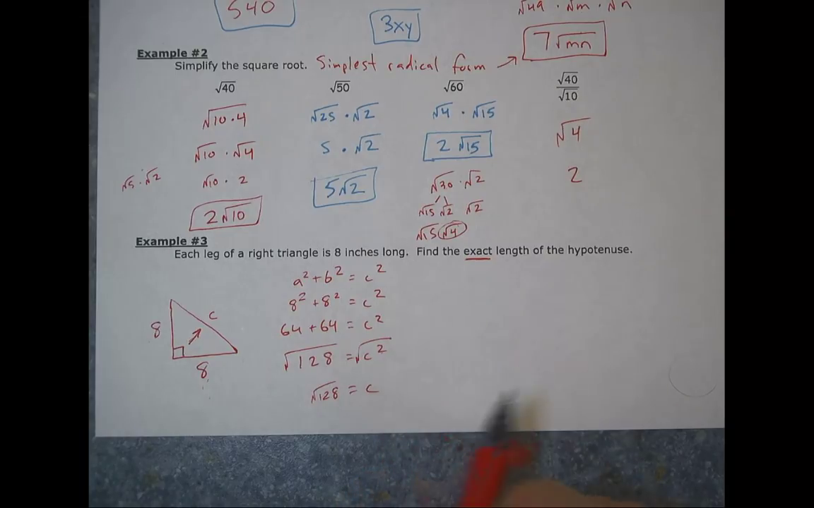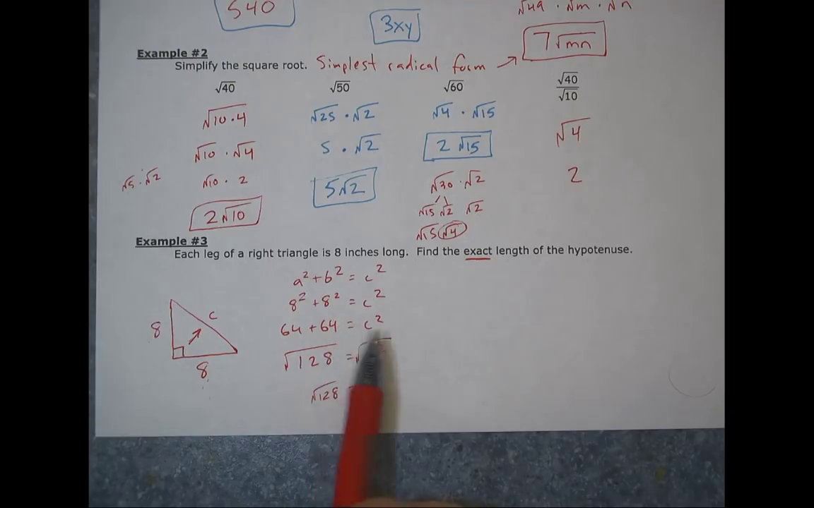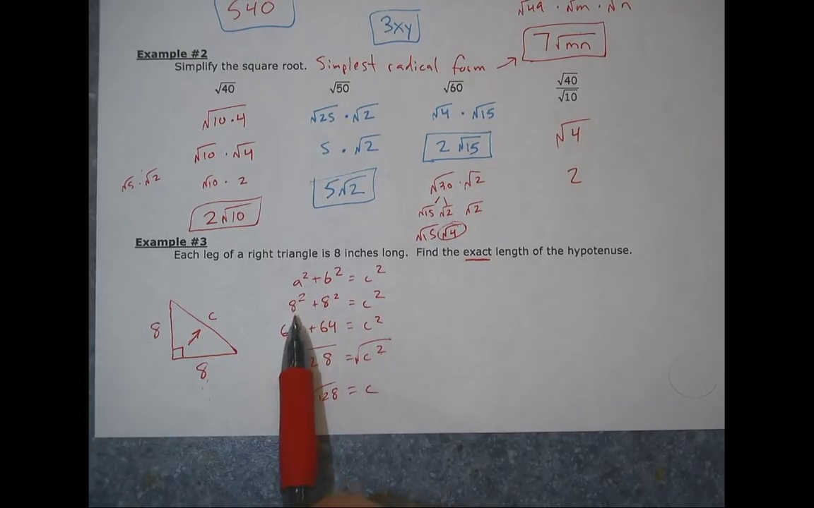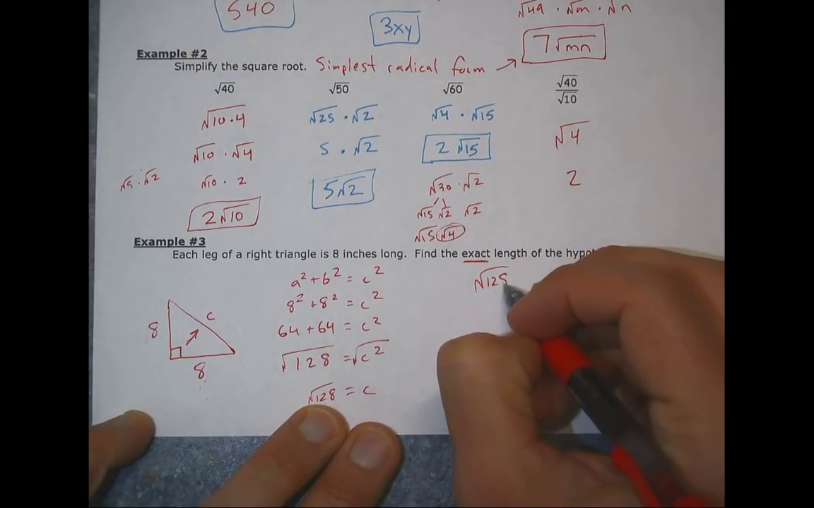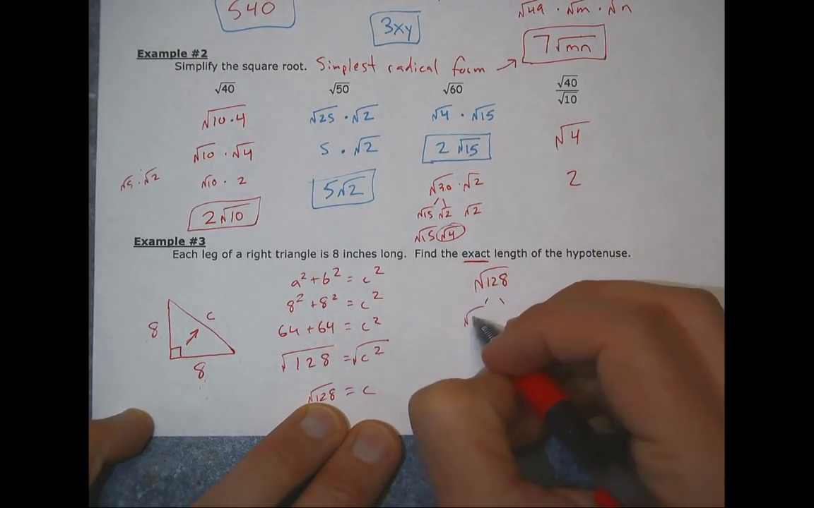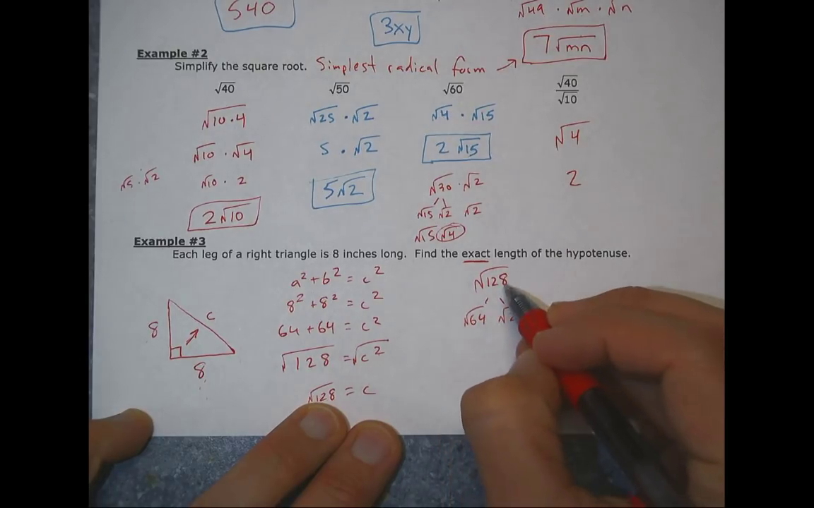Now you got to think of those magic numbers that have square roots, like 25 has a square root and 36 has a square root because it's 5 times 5 or 6 times 6. If you just think back to this right here, 64 is one of those magic numbers because 8 squared is 64. 8 times 8 is 64. So since we added 64 and 64 to get 128, that means 64 times 2 is 128. So I'm going to take my 128 and split it into two pieces, the square root of 64 and the square root of 2, because 64 times 2 is 128.